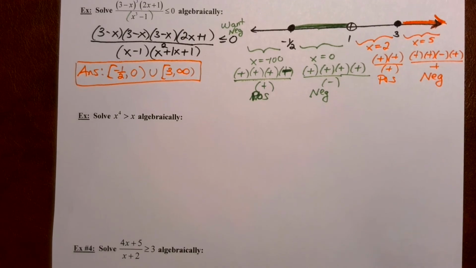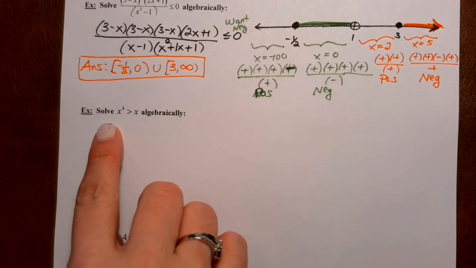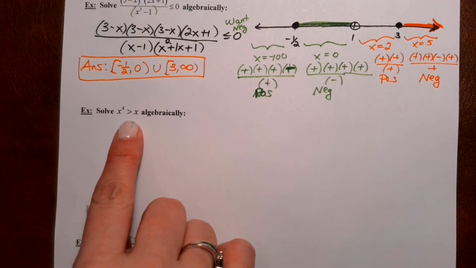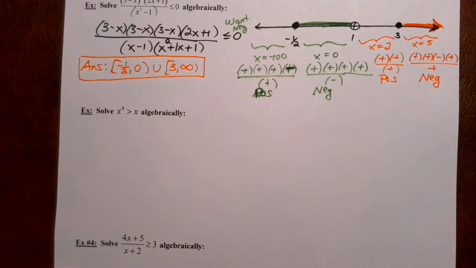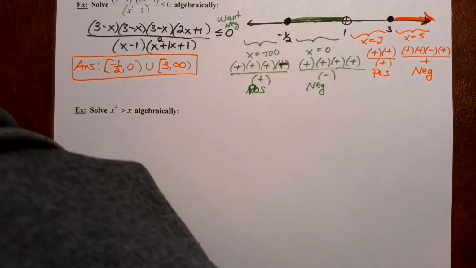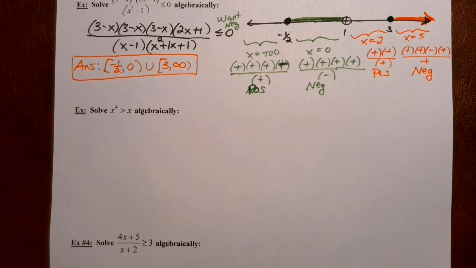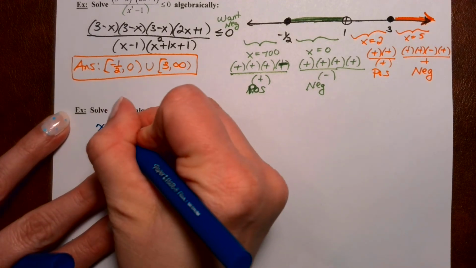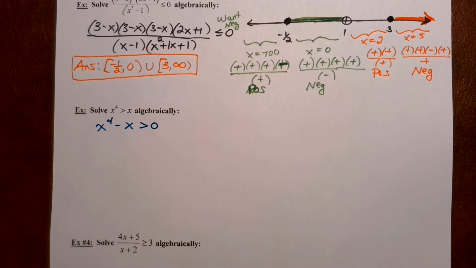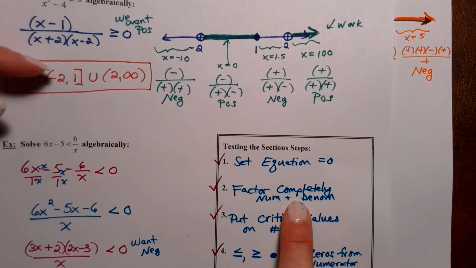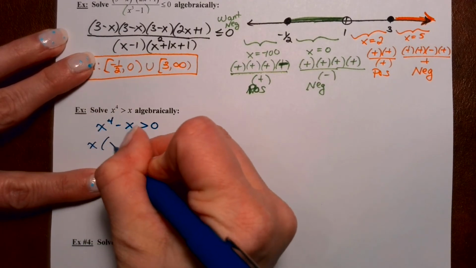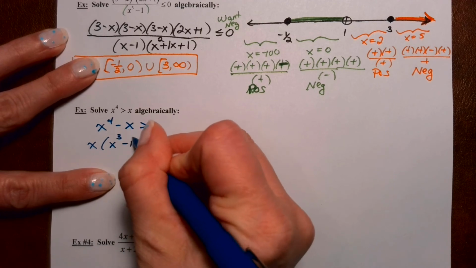Okay, number 4. Solve algebraically. Okay, I see an inequality sign, and there's a power more than 1 on x. Whenever you have a power, lots of x's, you're going to have to do the steps. Step 1, okay, we have to make everything equal to 0. So I am going to subtract the x, put everything on the left. Okay. Step 2, factor completely. Okay, let's factor. Let's take out an x, and that's x cubed minus 1.